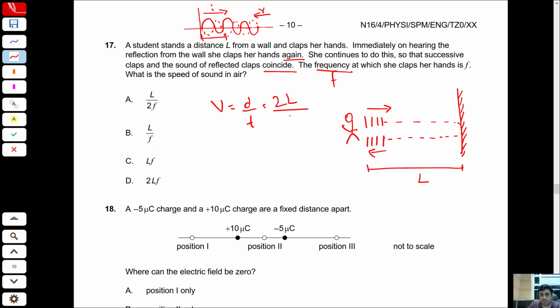So instead of small t, we write capital T, because capital T represents the time period. You can further rearrange this equation; it's just 1 over T. Now realize that 1 over T equals frequency, because frequency is 1 over time period. So we finally have v = 2Lf.